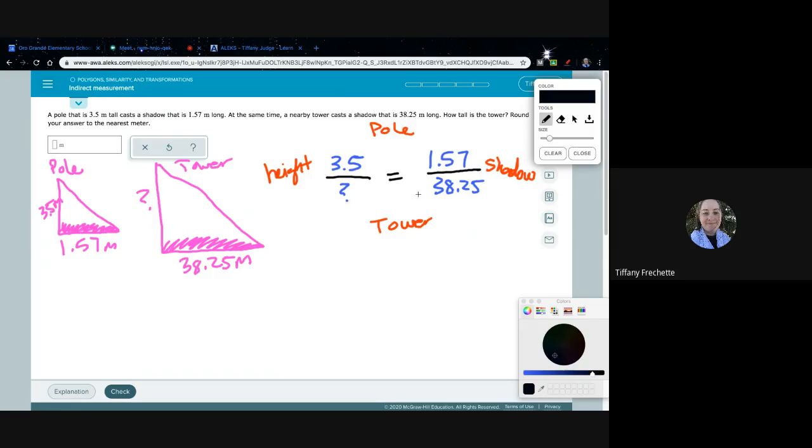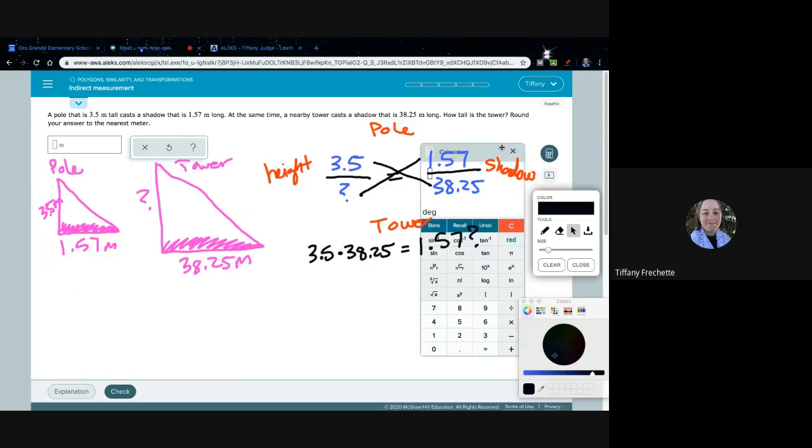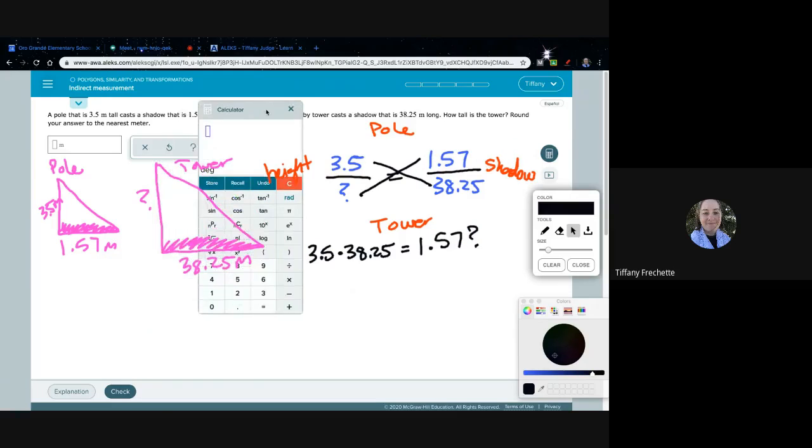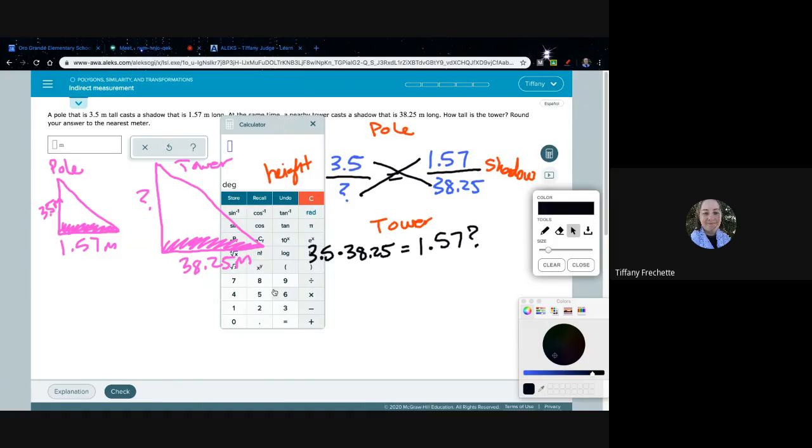So now we're going to start cross multiplying. We get 3.5 times 38.25 equals 1.57 question mark. We should have a calculator here. Perfect. Just got to move this around where I can actually see things. So 3.5 times 38.25 equals, and we get 133.875 equals 1.75 question mark.